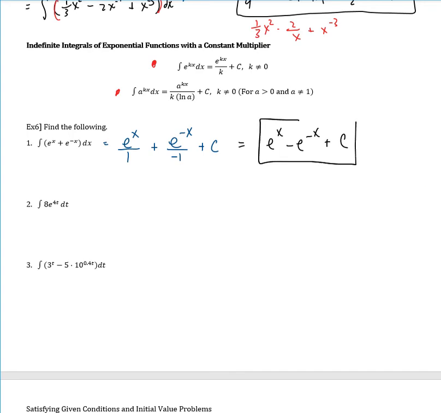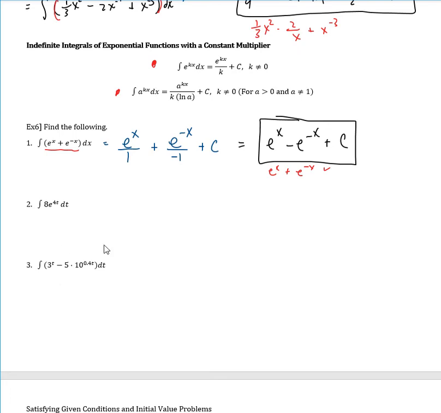There we go. And just like with any antiderivative, you can check by doing the derivative. The derivative of e to the x is e to the x. The derivative of this, the -1, would multiply the -1 to give us positive e to the negative x. And then the derivative of a constant is 0. So we see that it matches our original. Check.